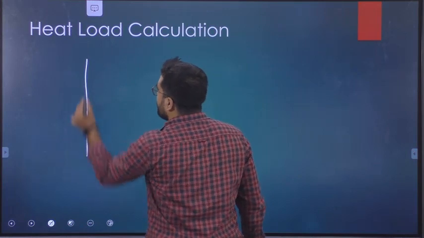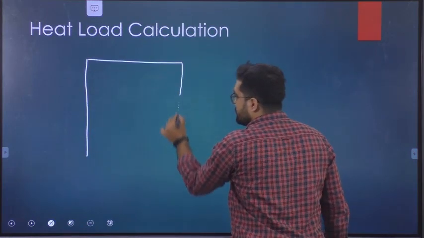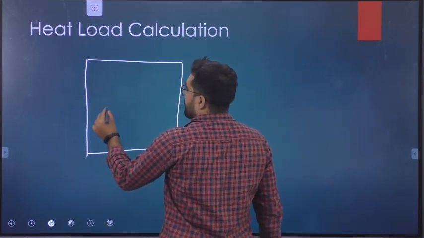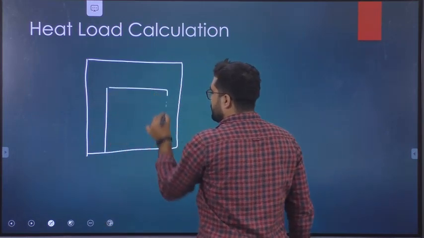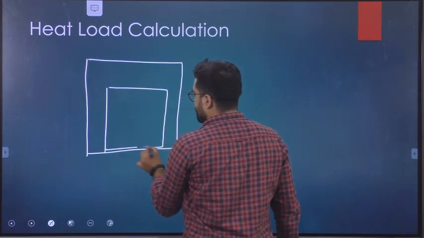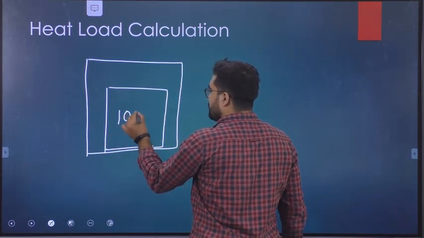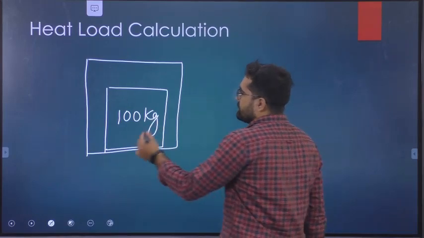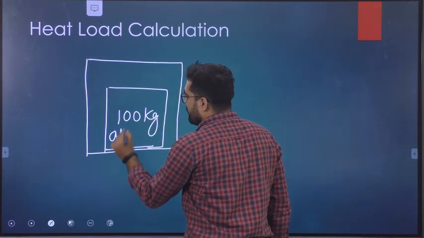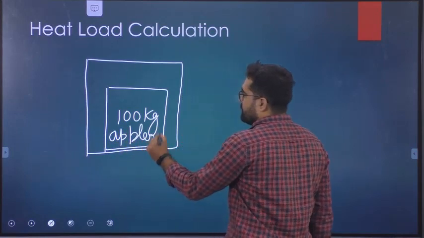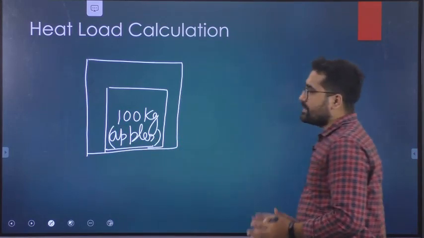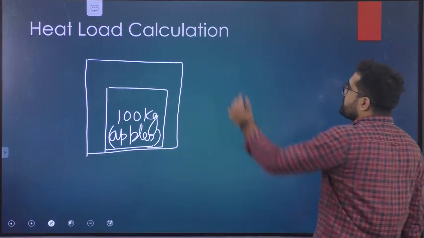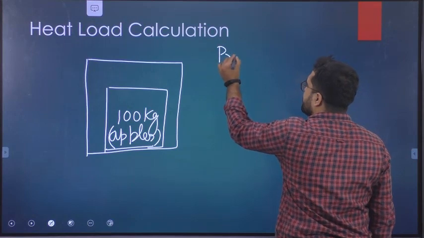So let us assume we are having a chamber in which we are keeping our produce. Suppose we are putting 100 kgs of our product inside a chamber. Suppose this is 100 kgs of apple. So what are the heats which we have to consider before designing the chamber? First we will take the product heat.